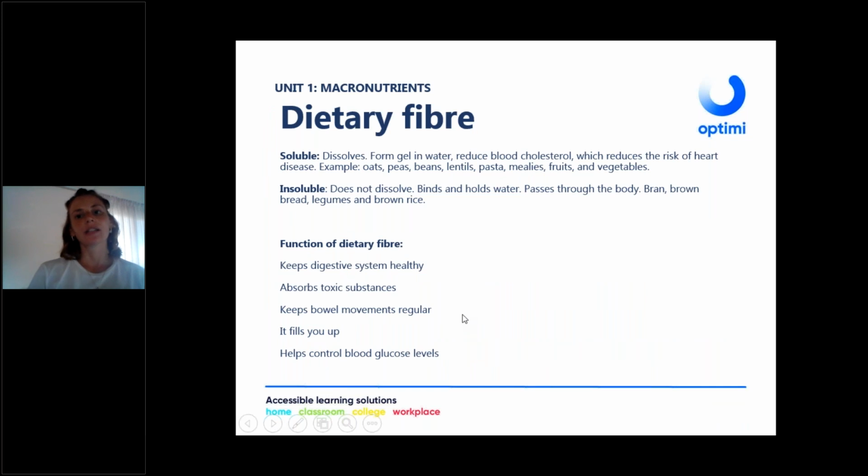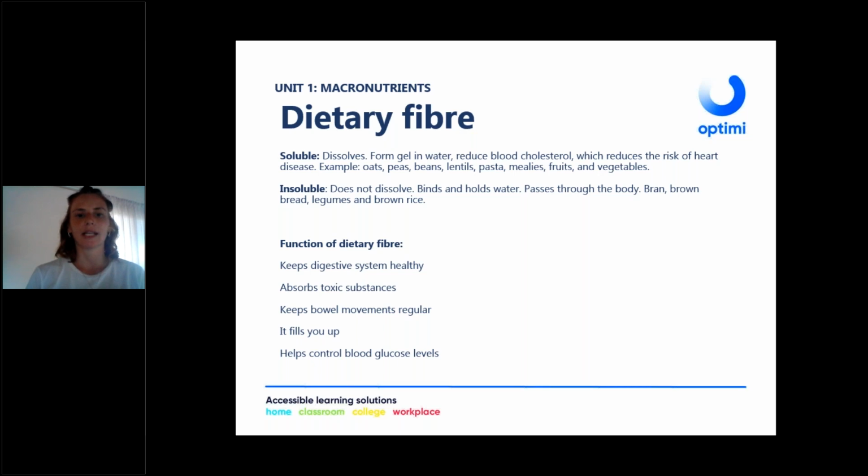Okay, so something that I want to connect in with carbohydrates is dietary fiber. It's normally a trend that everybody talks about, taking dietary fiber. So you get 2 types, the soluble and insoluble. Soluble means it dissolves. The fiber dissolves. It forms like a gel in water. And soluble is a very good one to reduce blood cholesterol, which reduces the risk of heart disease.